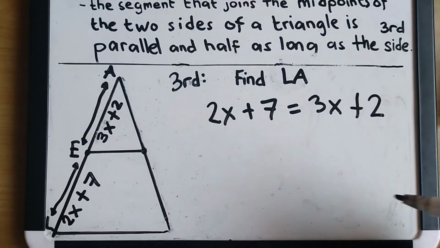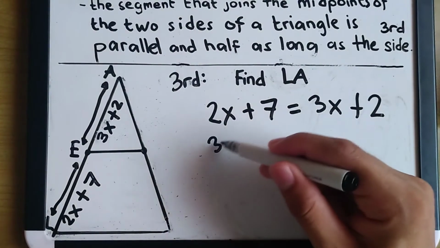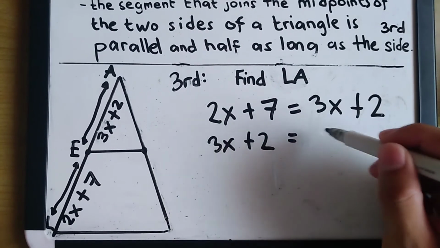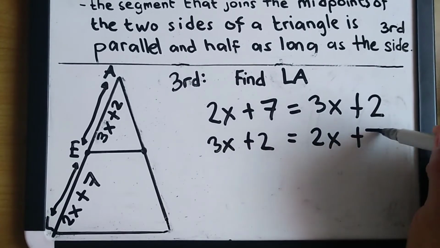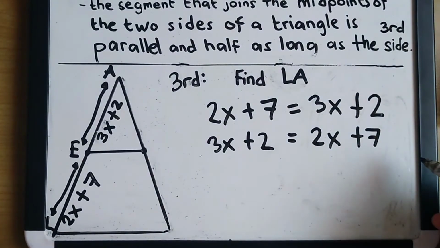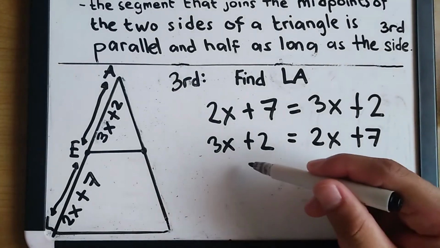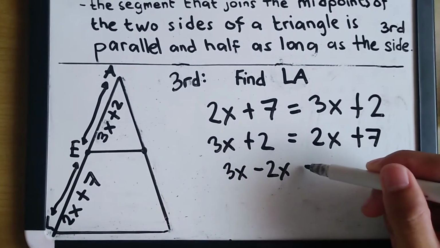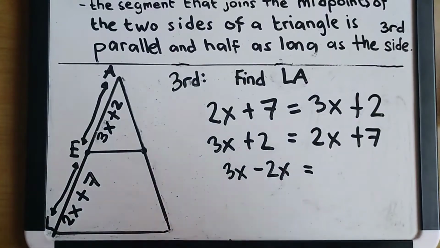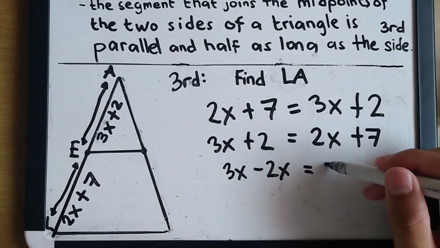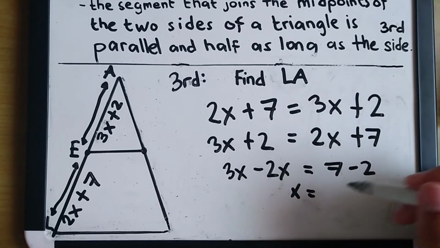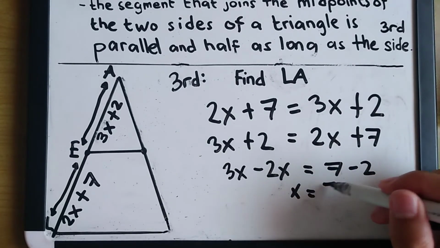Let us rewrite the equation so that we will have x on the right side. 3x plus 2 is equal to 2x plus 7. Now, we will transpose and combine like terms. In the right side, it will become 3x minus 2x. And on the left side, it will become 7 minus 2. So our value will become x is equal to 5.